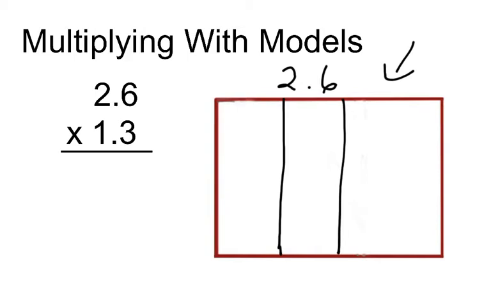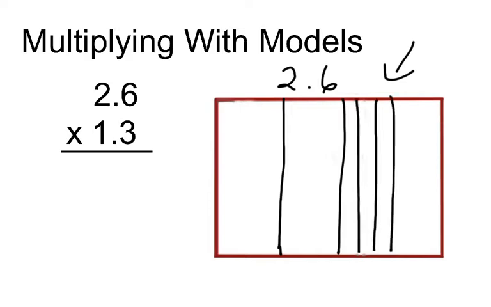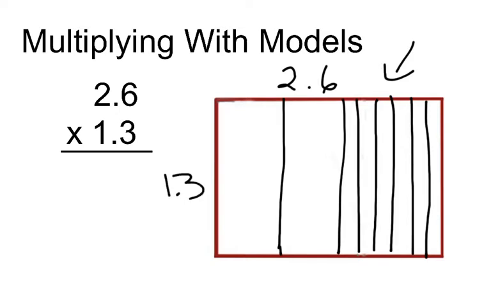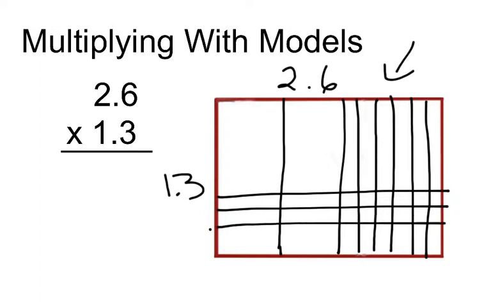So those are my 2 wholes, and then I need 1, 2, 3, 4, 5, and 6 tenths to go with that. So on the other side, I'm going to have my 1 and 3 tenths. So that gives me 1 whole and 3 tenths. Now, these drawings that I've drawn are not proportional, but they can give me an idea of what happens when I multiply the 2 numbers together. So now that I've built these models, I can just calculate the different areas.